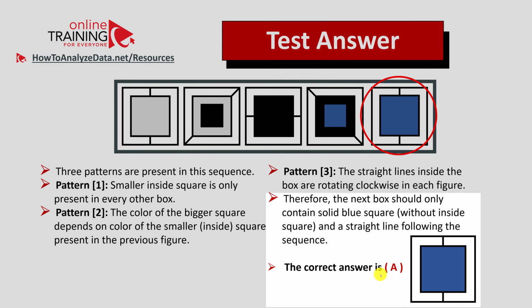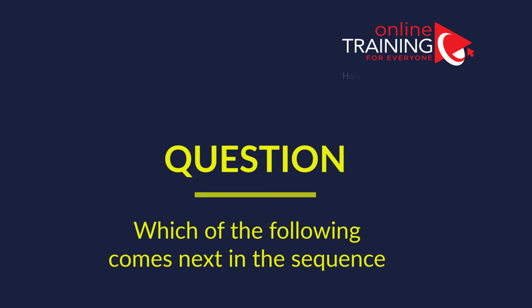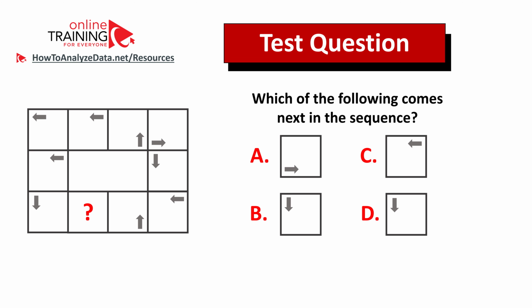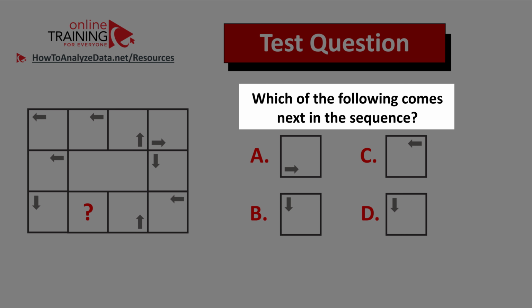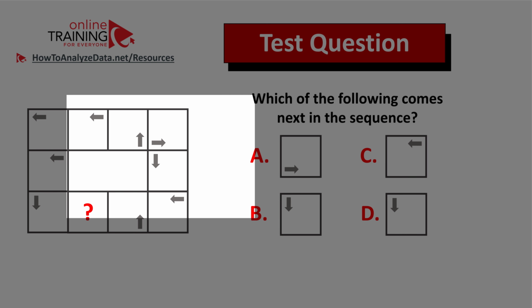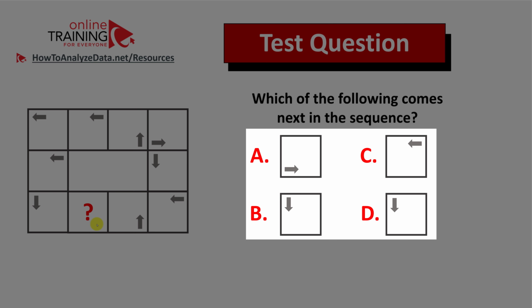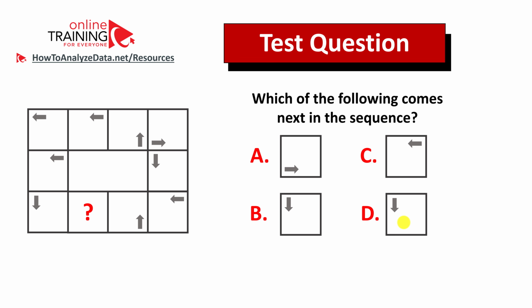Hopefully you've nailed this question and now know how to answer similar problems on the test. Let me share with you a tricky question which tests your pattern recognition as well as logical reasoning skills. Which of the following comes next in the sequence? And you're presented with a rectangle, which has multiple squares. And one of the squares is missing. It has a question mark inside. And you have 4 different choices, A, B, C, and D. Take a close look to see if you can come up with the answer. Now might be a good time to pause this video to see if you can come up with the solution on your own.